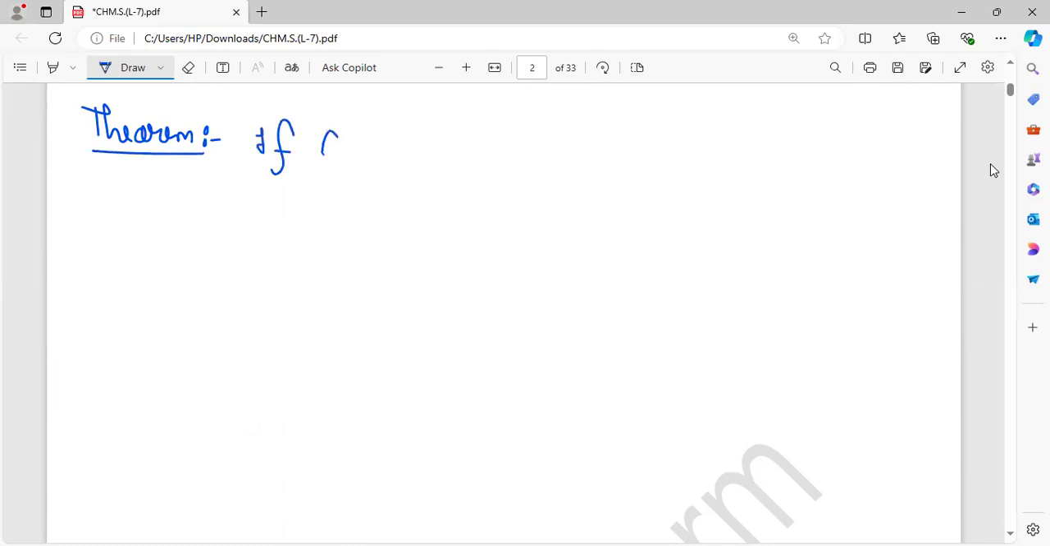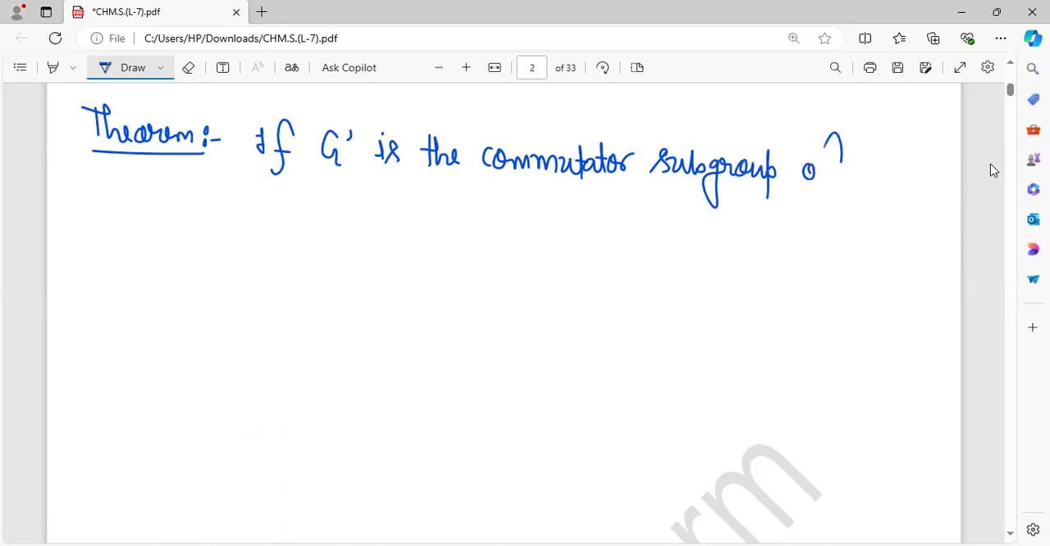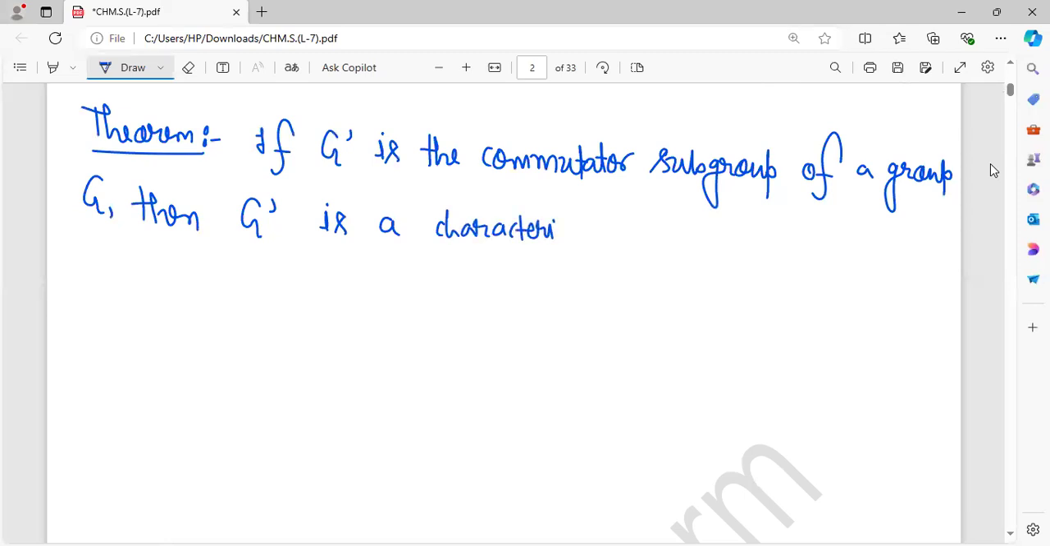If G dash is the commutator subgroup of a group G, then G dash is a characteristic subgroup of G. Okay. So proof.